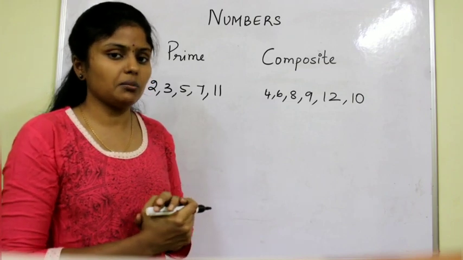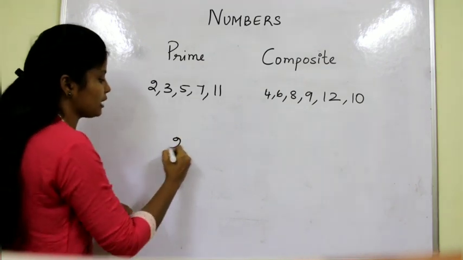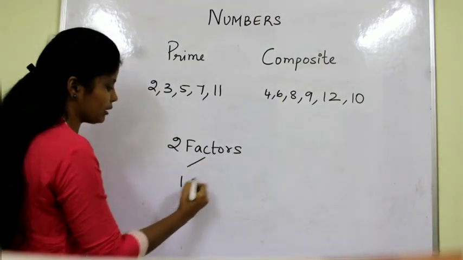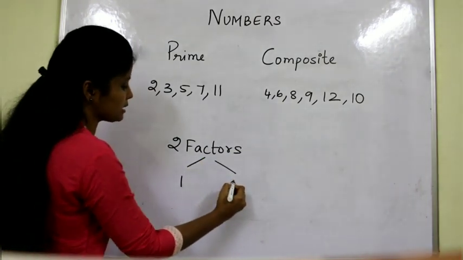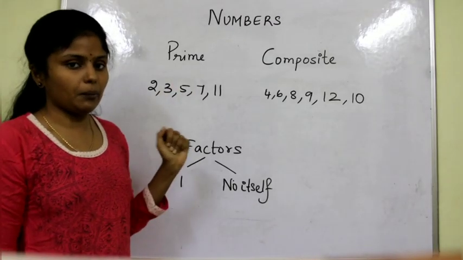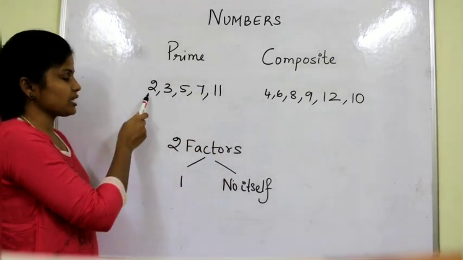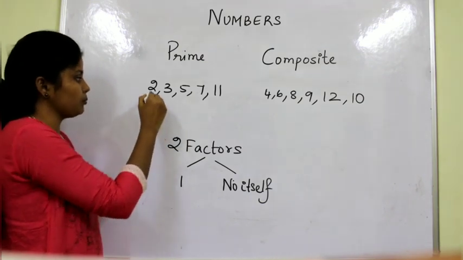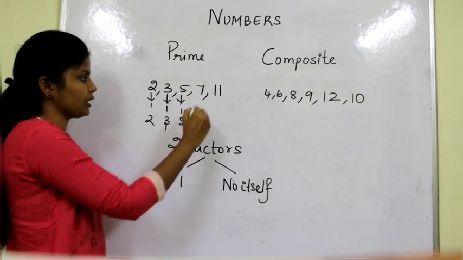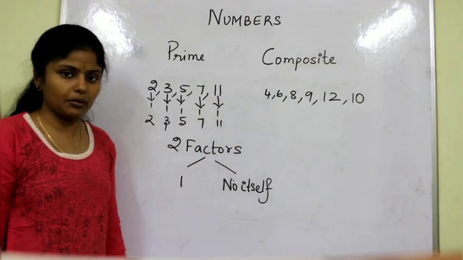The real definition is nothing but the numbers which are having exactly 2 factors. One factor will be 1 and the other factor will be the number itself. Yes, this is the real definition of the prime number. If you do check with this definition, all these numbers will come under this category. 2 has factors 1 and 2, 3 has factors 1 and 3, 5 has factors 1 and 5, 7 has factors 1 and 7, and 11 has factors 1 and 11.